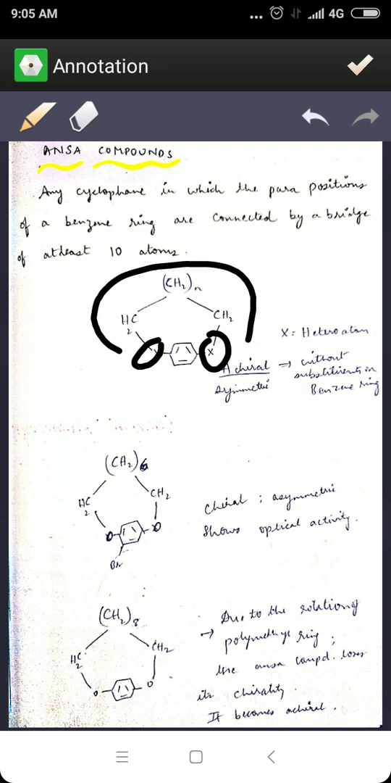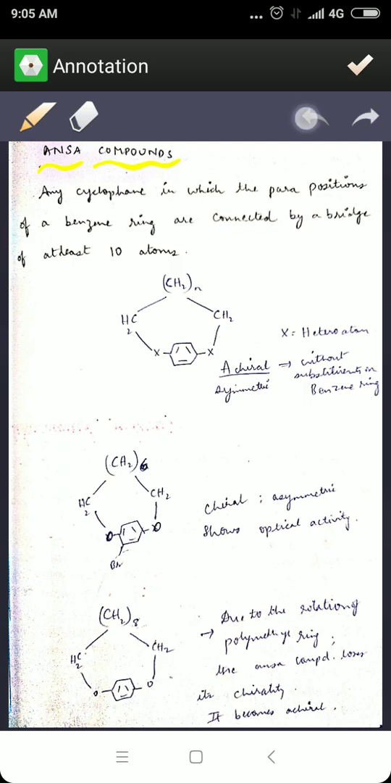The plane is nothing but the benzene ring, which means the benzene ring is planar, and the heteroatom attached to the benzene ring is also planar. But the CH2 groups linking the two ends of the heteroatoms are going to be non-planar. So this is how the ANSA compound looks.